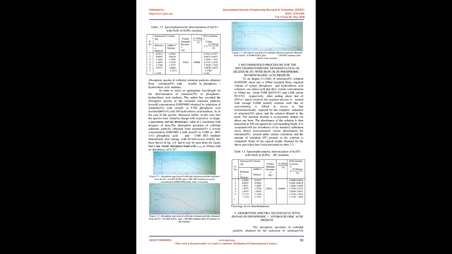2. Recommended procedure for the spectrophotometric determination of selenium(IV) with iron(II) in phosphoric acid medium. To an aliquot, 3 to 12 ml, of 0.0025 M selenium(IV) solution taken in a 100 ml standard flask, add about 70 ml of syrupy phosphoric acid. The overall concentration of the acid when the solution is diluted to 100 ml is about 10.5 M, and 4 ml of starch, 20% W/V, solution, which acts as a protective colloid, are added and shaken well.